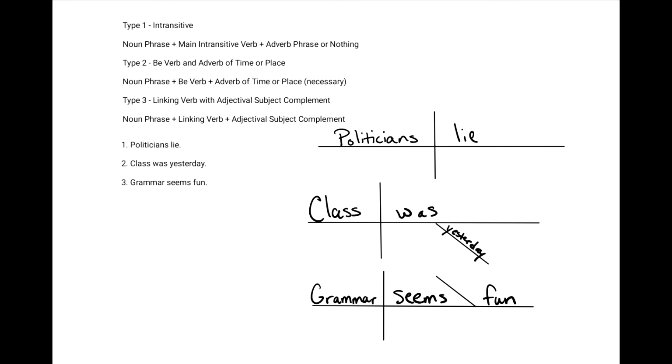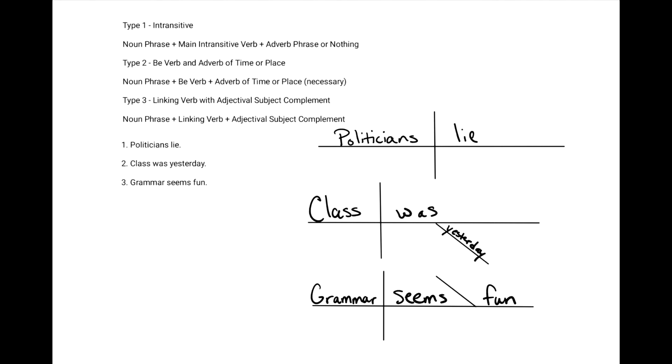Type 2. We now have the be verb and an adverb of time or place at the end. So we've got a noun phrase, which is going to be the case in all of them, a be verb, so that's am, is, are, was, were, been, those types of things, and an adverb of time or place, and you have to have it. It's necessary. If we look at our example, class was yesterday, and we have no adverb phrase at the end, no yesterday, it's just class was. That doesn't make any sense. It's awkward sounding. It really needs the time to make sense. So class was yesterday. That's a type 2 sentence.